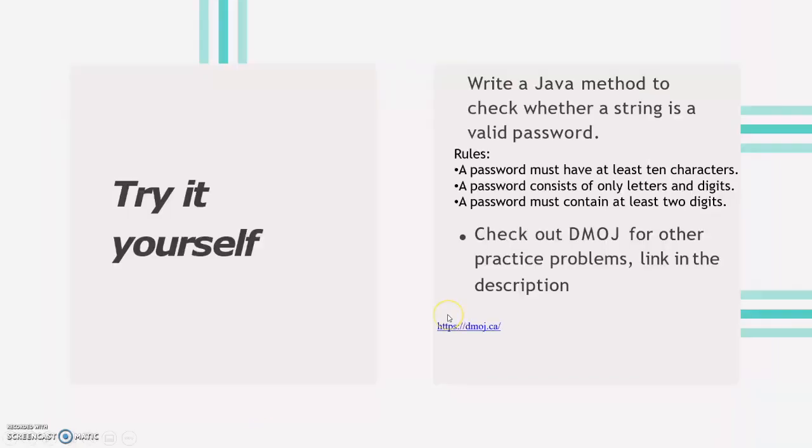Okay, so moving on to the homework. For this homework, if you want, you can write a method in Java to check whether a string is a valid password or not. So the rules are a password must have at least 10 characters. It must consist of only letters and digits, and it must contain at least 2 digits. So to do this, we would need to use methods to check for different patterns and to loop through the array that you're going to have and check whether it's valid or not. And then you can also check out dmodge for different practice problems, and the link would be in the description.